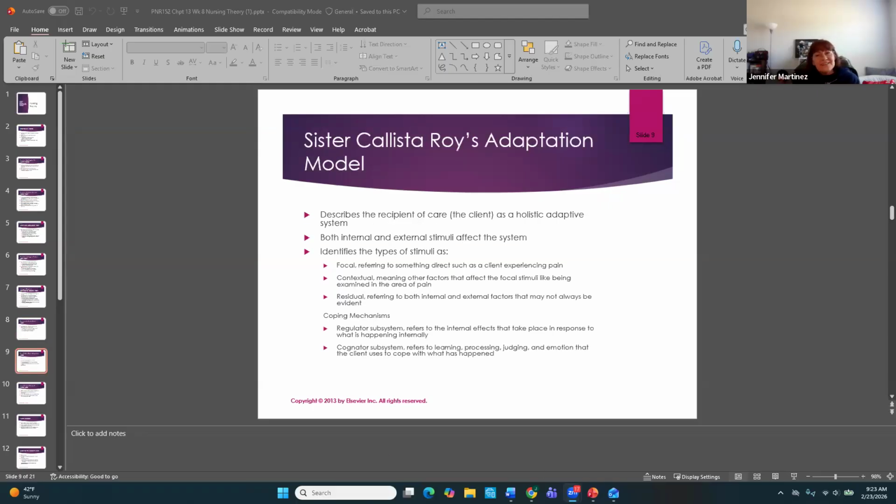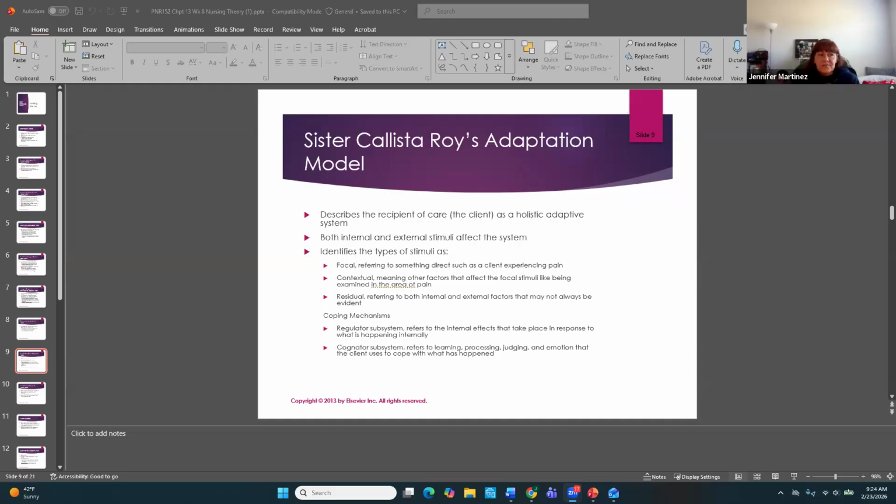And then we have Sister Callista Roy. Sister Callista Roy describes the recipient of care, or our clients, as a holistic adaptive system. So she developed her adaptation model. And there are both internal and external stimuli that affect health, right? We know that. And so she identified the stimuli as focal, contextual, or residual.